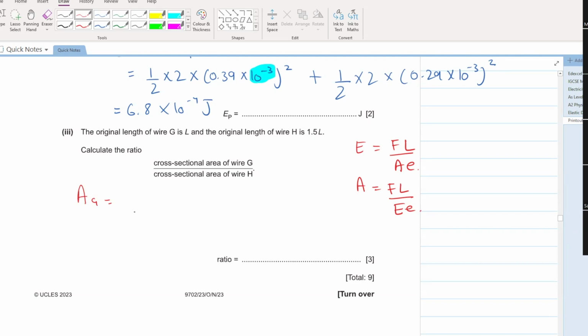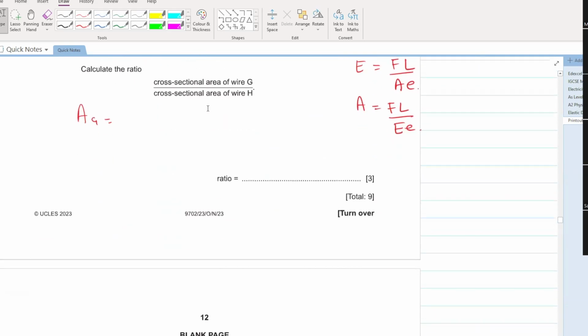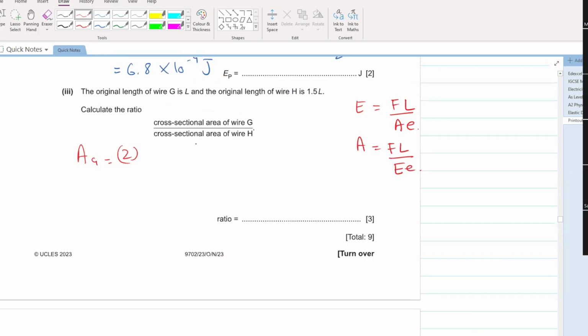Very, very easy. बेटा वायर G पे कितनी फोर्स लग रही है? How much force was being applied on wire G? If you analyze, the force on wire G was 2 Newton. Perfect. Let's write it here. What is the length of wire G? The length of wire G is L. Perfect. What is the Young's modulus of wire G? E. What is the extension of wire G? The extension of wire G was 0.39 millimeters. So 0.39 into 10 raised to the power of minus 3. Perfect. Divided by the area of H.